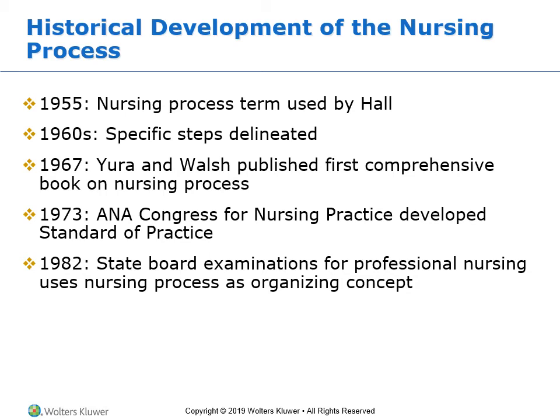So now we have the 5-step nursing process that is commonly used today, described as assessment, diagnosis, outcome identification, planning, implementation, and evaluation. In 1973, the ANA, American Nurses Association Congress for Nursing Practice, developed the Nursing Standards of Practice. The standards have been revised multiple times since, okay? In 1982, the State Board Examinations for Professional Nursing began to use nursing process as a way to organize the concepts.